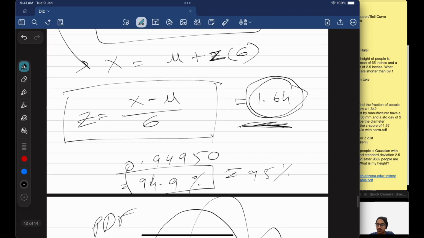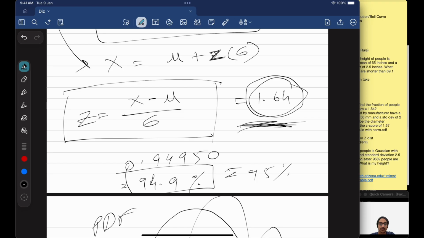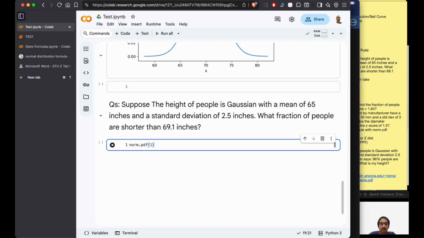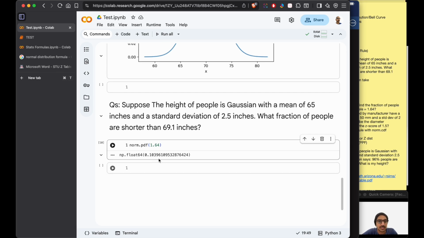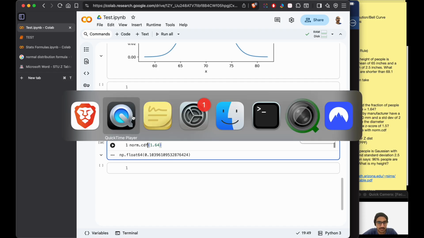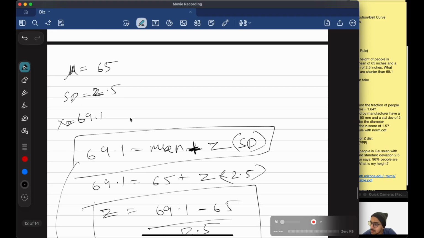It is 1.64, this one, right? This is our z-score, 1.64. So if we do that, we will get 0.103961. Okay, it's not PDF, this should be CDF. Actually, I think I have to correct myself here.